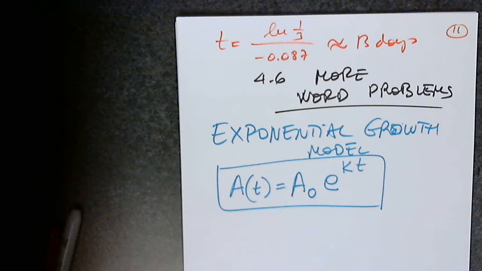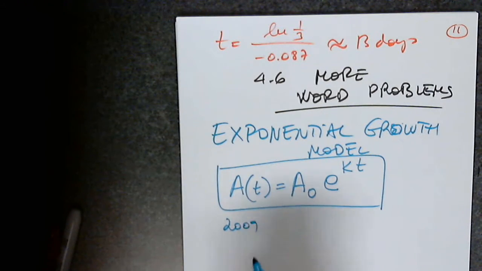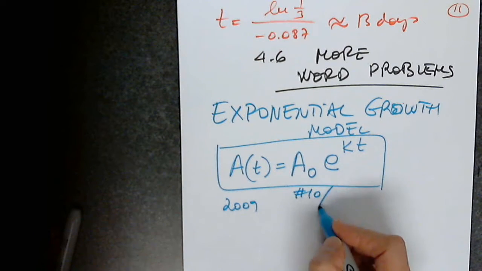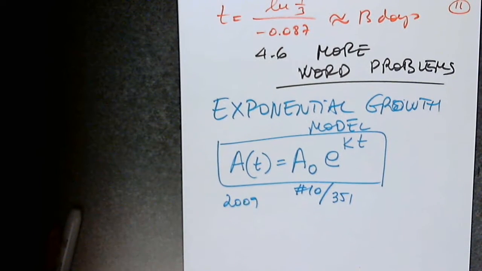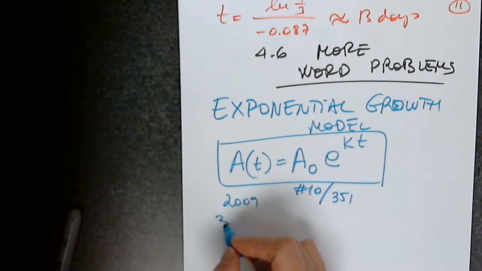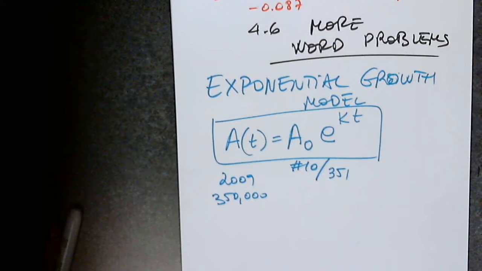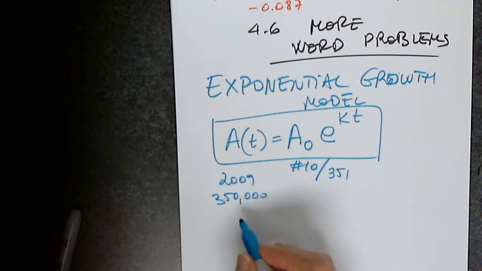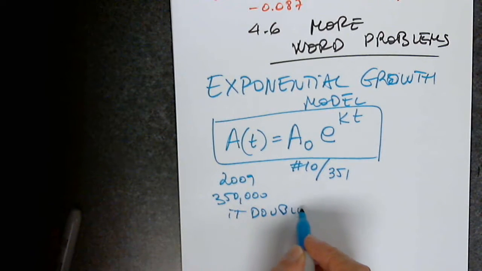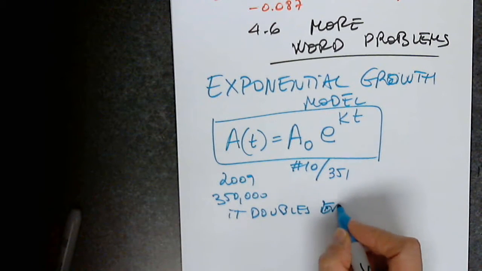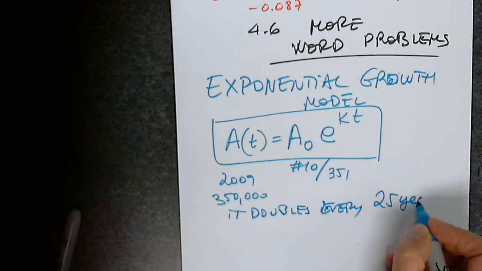Okay, so we want the bat population. The bat population in a certain Midwest country was 350,000 in 2009. That's problem 10 on page 351. The observed doubling time for the population is 25 years. It doubles every 25 years.